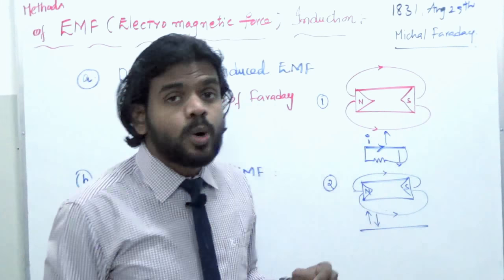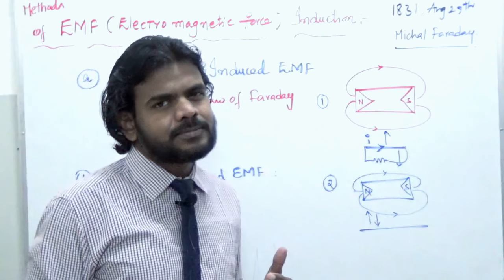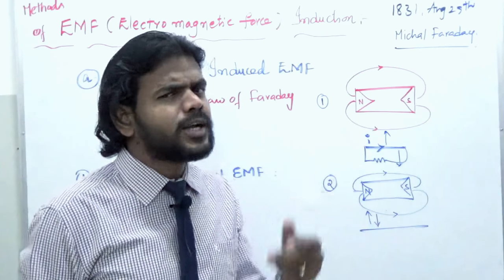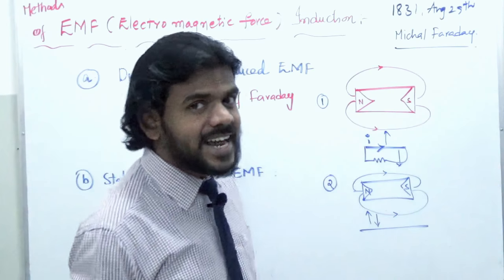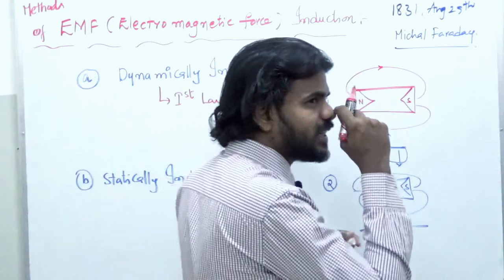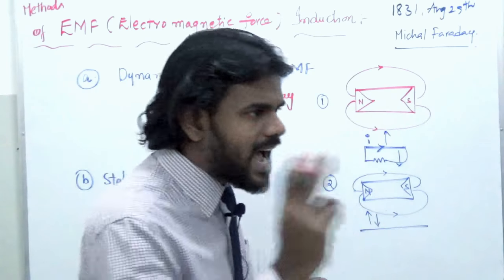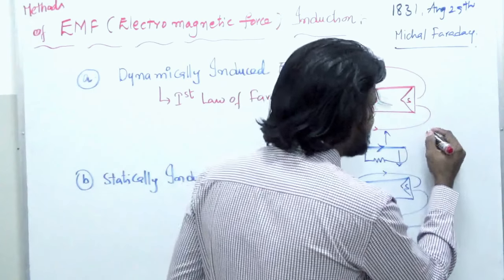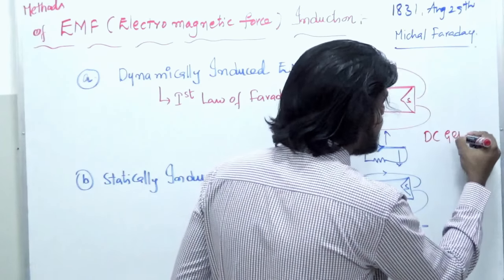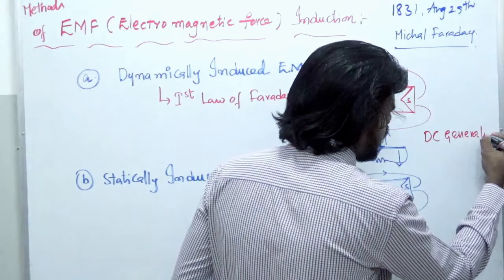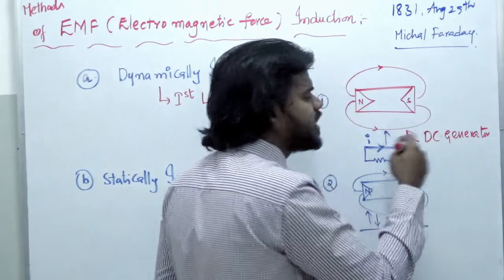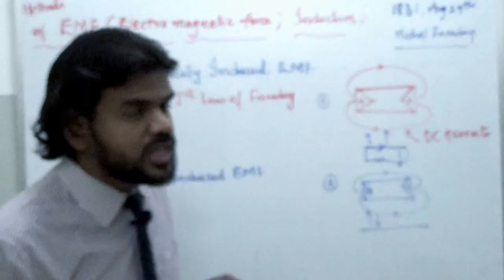In which machine do we have the field rotating? Can you just think of it? If you think clearly, you will understand that all the DC generators are realized with this method of dynamically induced EMF.